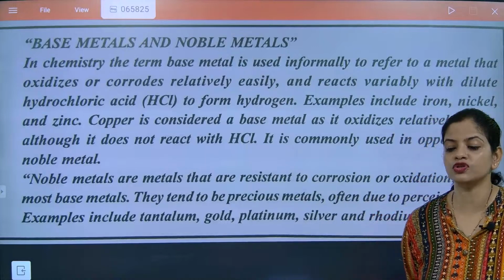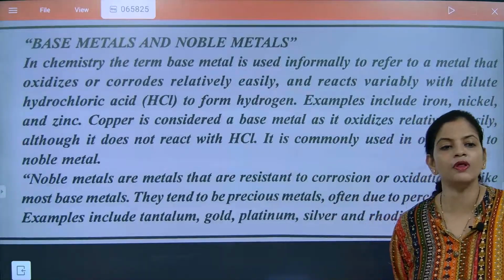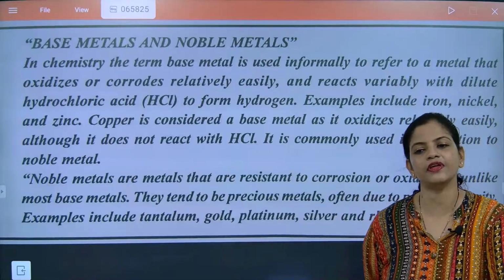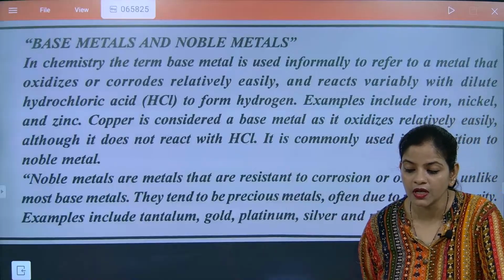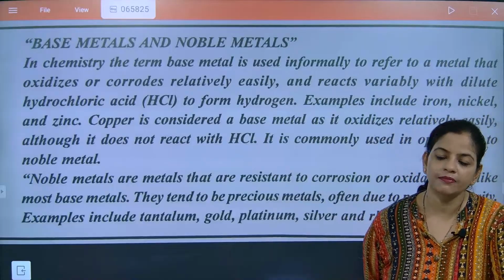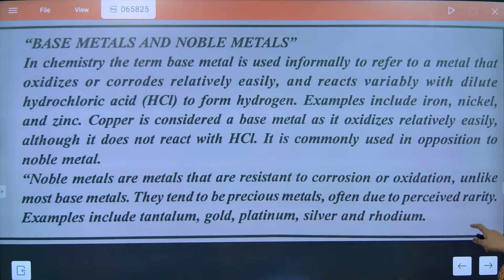So who will do corrosion? Base metal or noble metal? Very good. So corrosion will be done by base metal, not by noble metals. Understood? So now we will go to the next one.